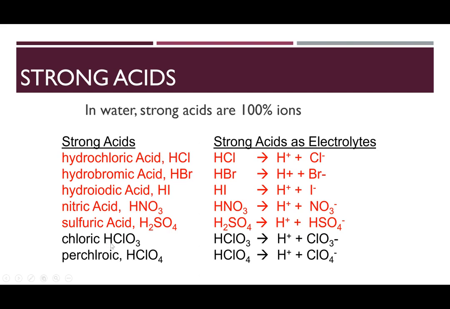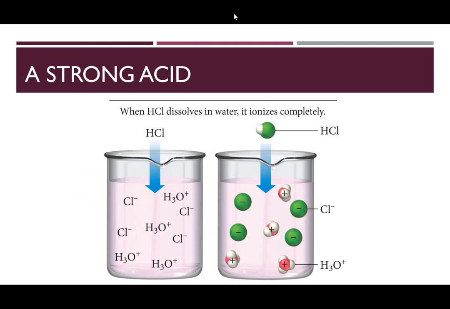Chloric and perchloric acid are also strong acids, so these would be considered strong acids. They're just not used nearly as frequently in examples and problems and quizzes. But anything on this screen is a strong acid, and if it's not on this screen, you can go ahead and assume that it's a weak acid. So here's just a clearer picture of what a strong acid looks like. A strong acid dissolves in water. It ionizes completely. So when I put HCl into water, everything breaks apart into its ions. Nothing stays together. Here's just a picture of the molecules. So everything's an ion. Nothing stays together.